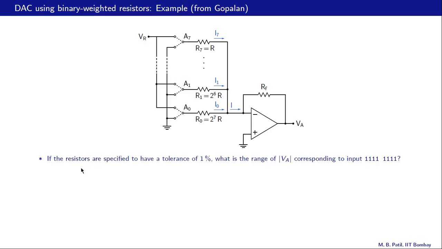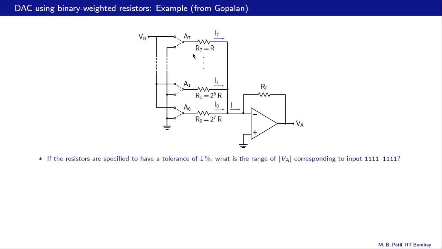Next question, if the resistors are specified to have a tolerance of 1%, what is the range of mod VA corresponding to the input 11111111? Alright, now first let us figure out what this means, a tolerance of 1%. Take this resistance for example, let us say its nominal value is 1K. Then what this means is that the actual value can be anything between 0.99 times 1K to 1.01 times 1K.